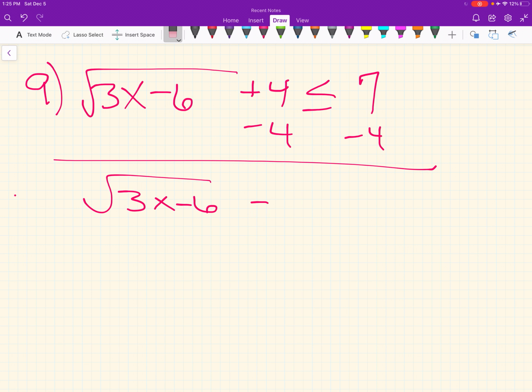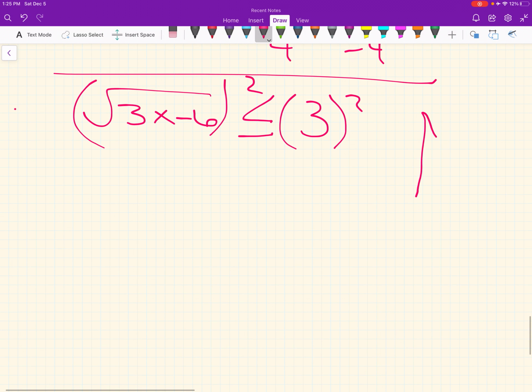This is so weird doing it this way. Okay, erase. The inequality is less than or equal to 3. The index is squared, so we're going to square both sides. I think I have to do two fingers.